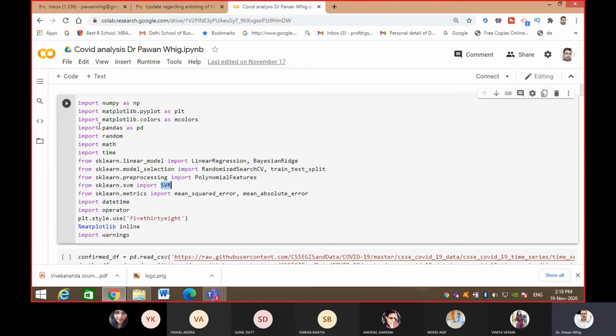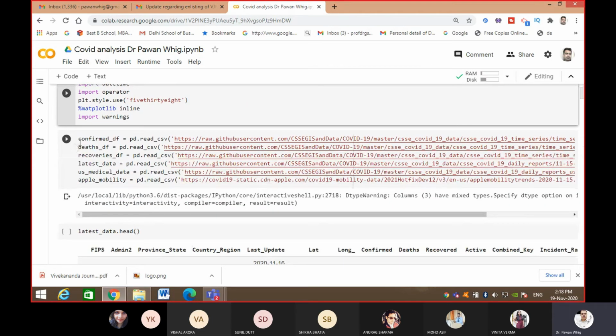So first of all, let me run this. Once we run this, all the libraries get added. It depends upon the internet speed, since it is taking a long time. Yes, now all the libraries are included.